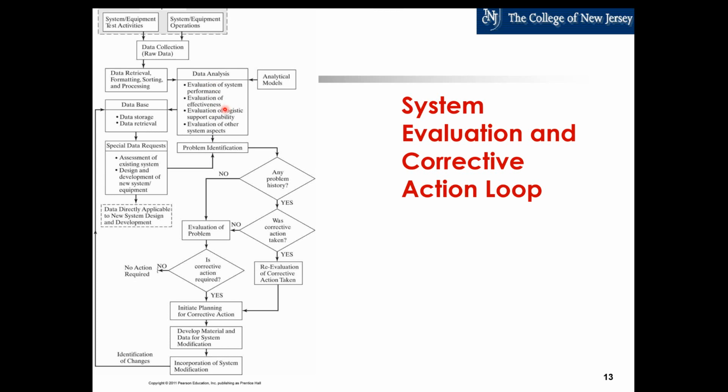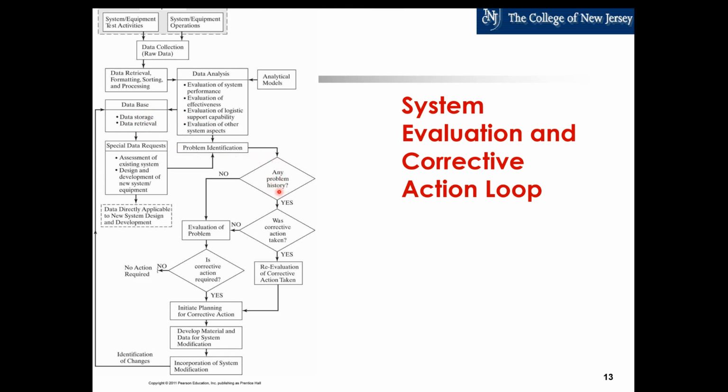So you do the data analysis, and if there is a problem, you look at any history on that problem. That's why having these databases is important. And if there is a history and there was a corrective action, then you can reevaluate that corrective action. And if there is not, then you have to evaluate that problem and see if a corrective action is required. If there is, again, you plan that corrective action, you develop a plan, materials, any type of data for system modification, and you go on to incorporating that into the system. And that goes back to the database, so it can be used later on if another problem similar to that emerges, and you can then find it from a history perspective.